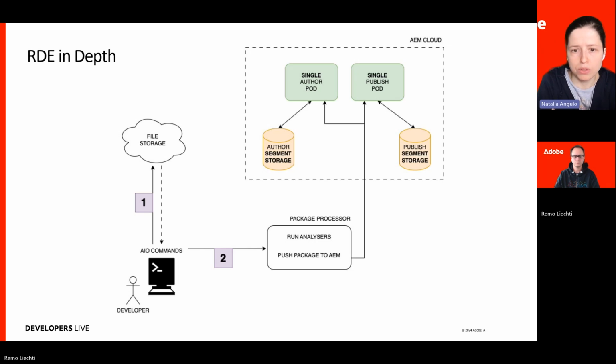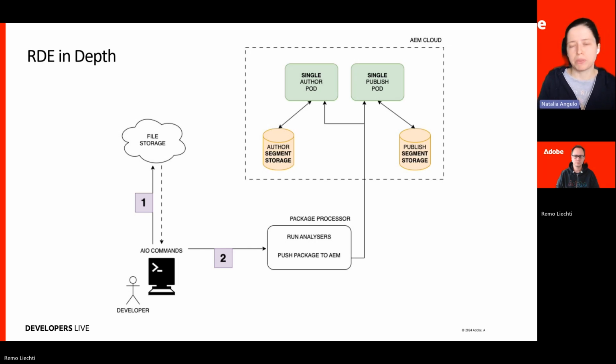And then in the cloud, what we are going to have is a single author pod and a single publish pod. This is actually something to highlight. There is no high availability in rapid development environments, because that is a plan, right? It's like the local SDK is there, and then you install something. If the thing that you're installing makes AEM restart, you'll see a small outage, right? Because AEM will be restarting. That's how it works in the local SDK.